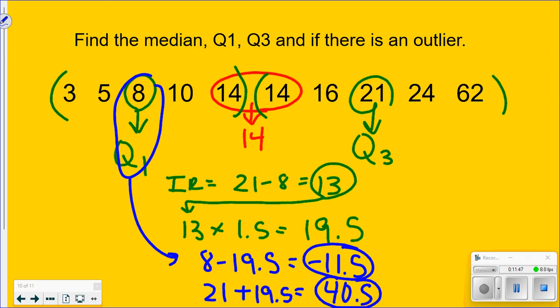I can already see my lowest number is 3, so I don't have to worry about the lowest. But I have a number over 40.5, and it's 62. So 62 would be considered my outlier. Now you might be thinking in your head, I can tell 62 is going to be an outlier. Sometimes it might be close, but you might not be sure. So you still have to run the numbers to figure out if you have an outlier or not.